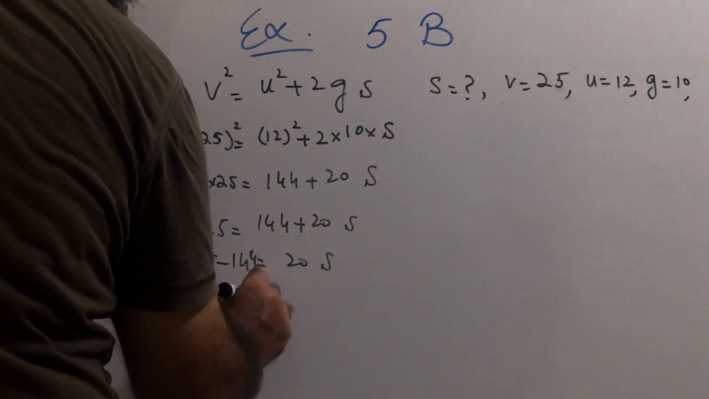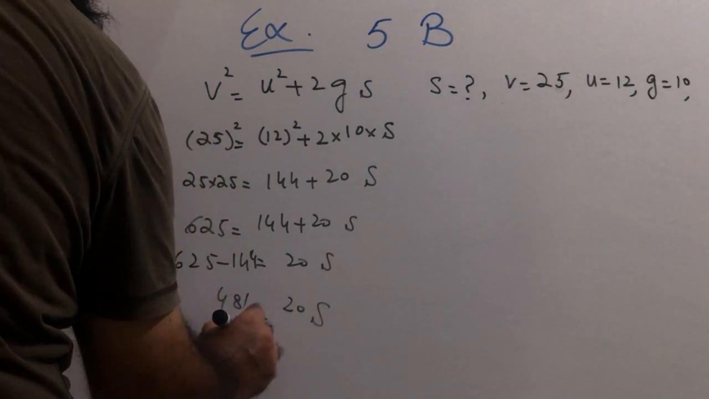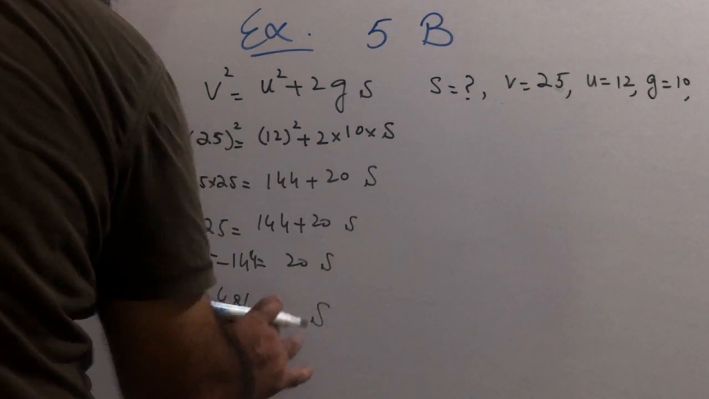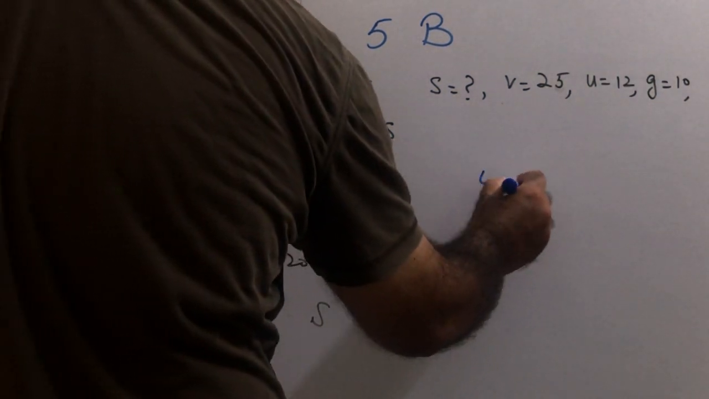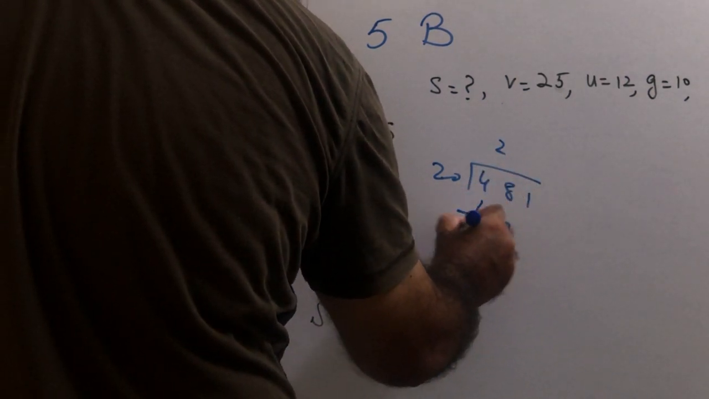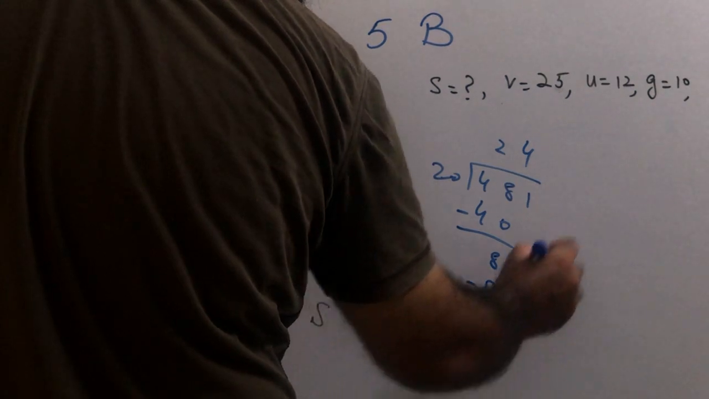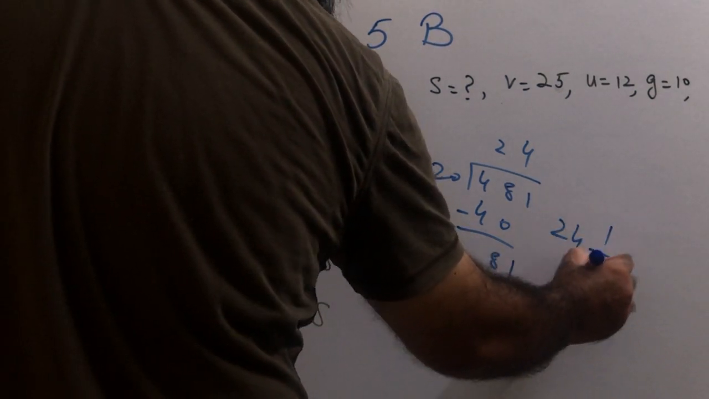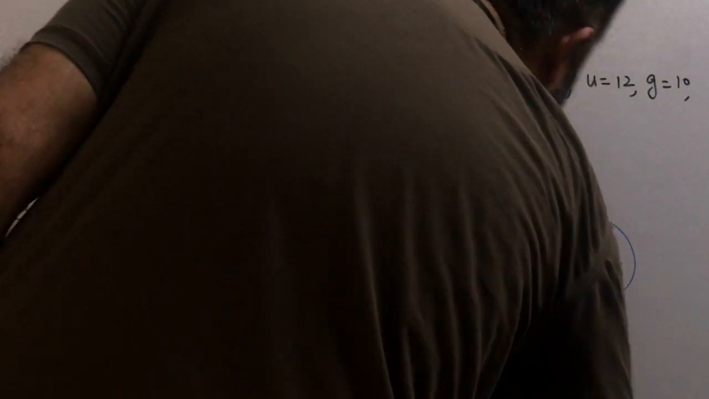So we have 481 over 20 because it was 20s. 20 gone to the other side, it will be divided. So it becomes 481 over 20. So now we will divide this with 20. 20 twos are 40, 81, 20 fours are 80, 1. So we get 24 whole number 1 over 20. This is the mixed form of fraction.